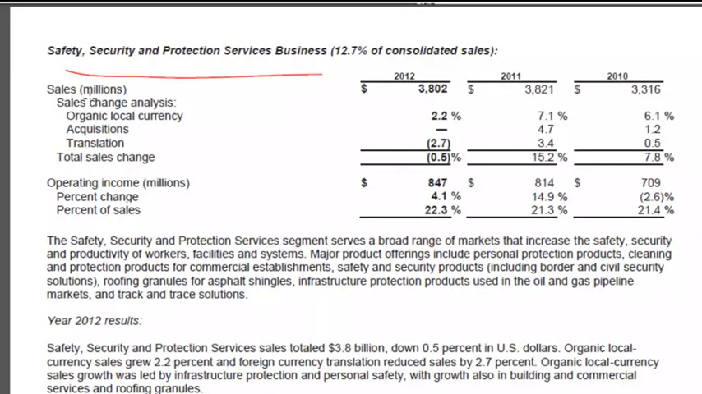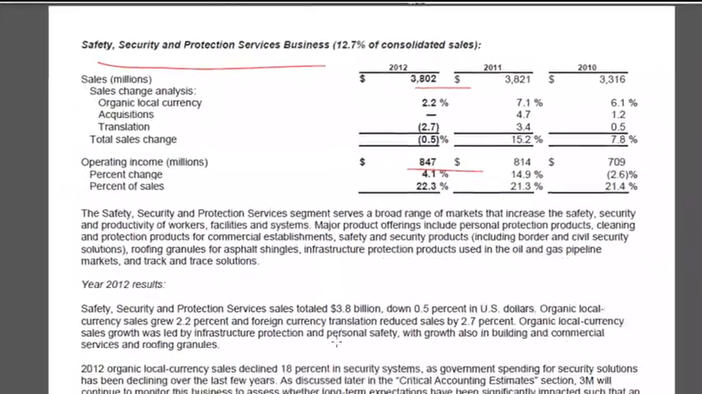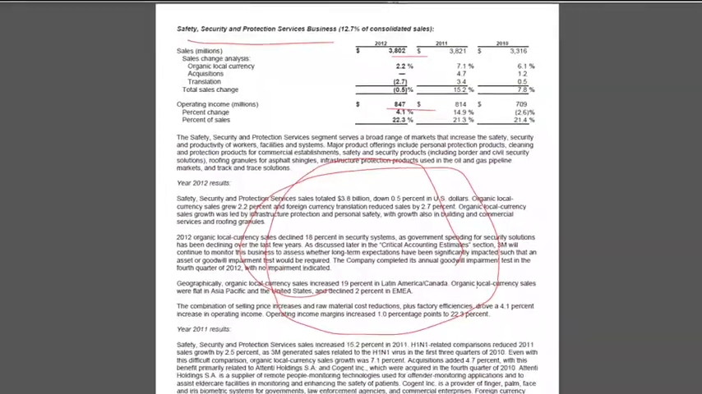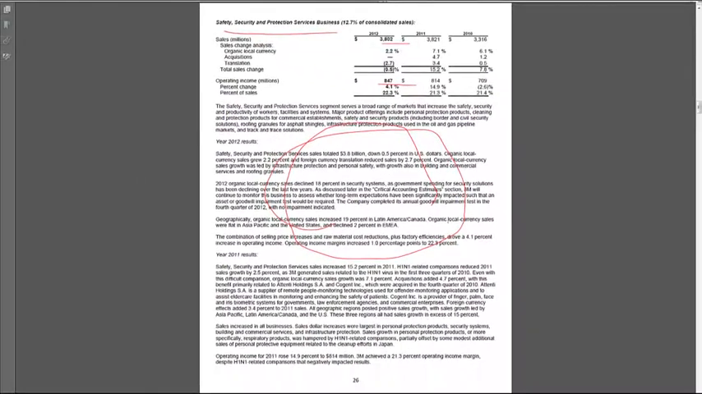But in each case, they're giving you the sales by the segment, operating income by segment, and some details about what happened. So we do actually get more of the information than we see in the income statement, but you have to dig into a different part of the report to find it.